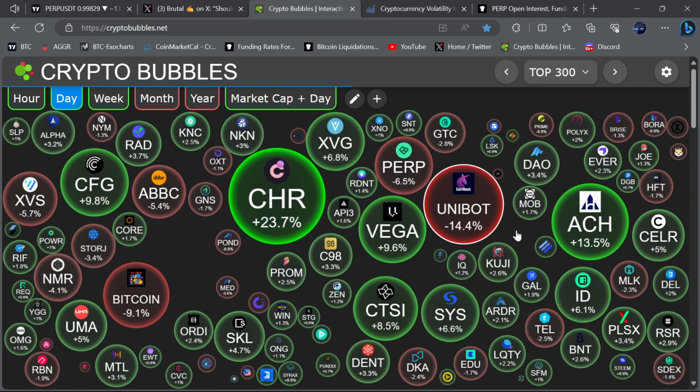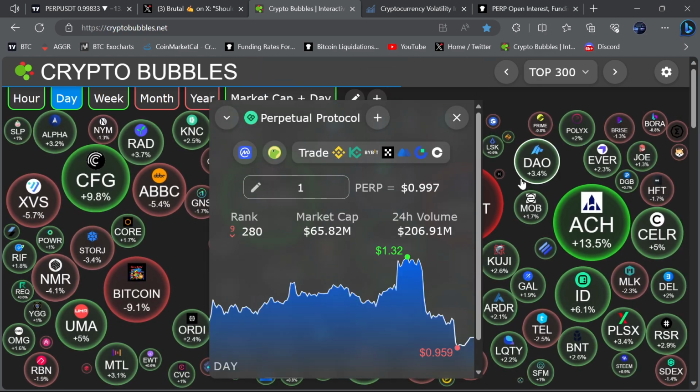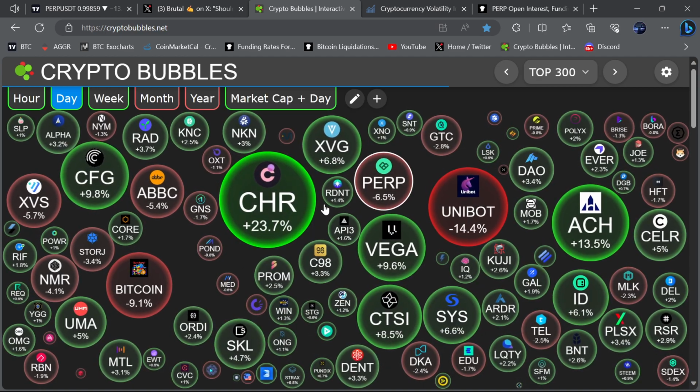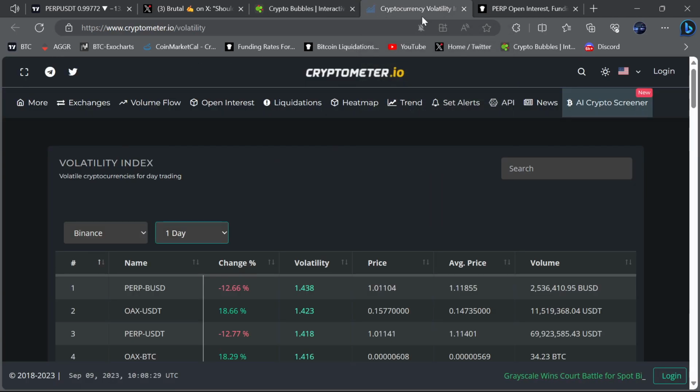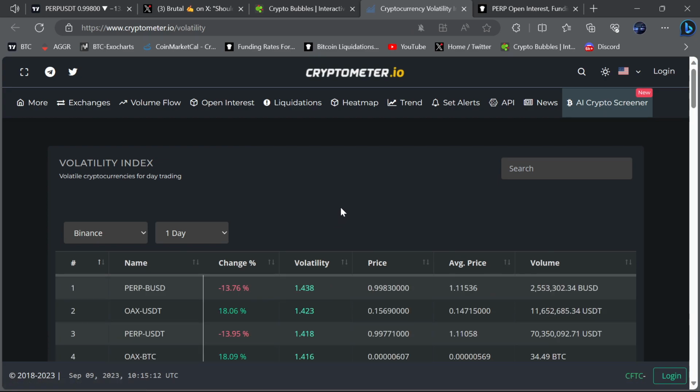So for now, just find perpetual over here, the PERP coin, the Perpetual Protocol. So this is 6.5% down. Then you guys have to go to another website known as cryptometer.io, for cryptocurrency volatility. I will also give the link in the description, and you guys do not need to pay anything to use this website. Just open it and the visual will be something like this.